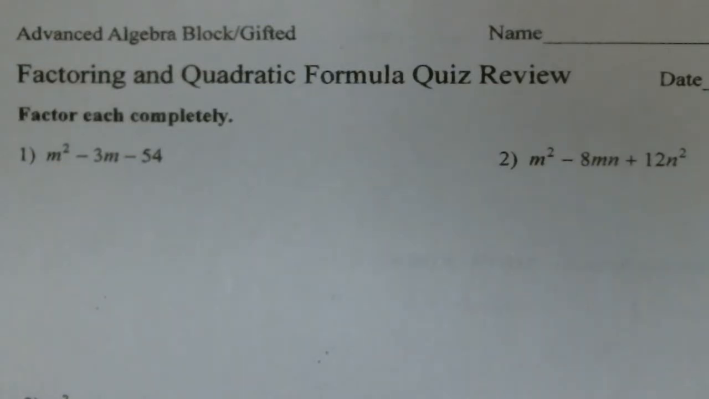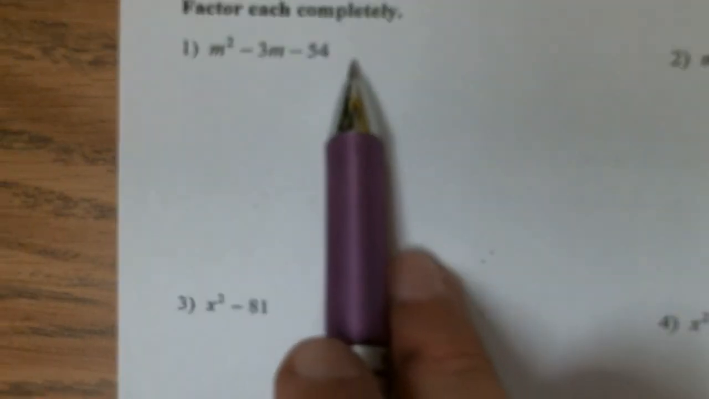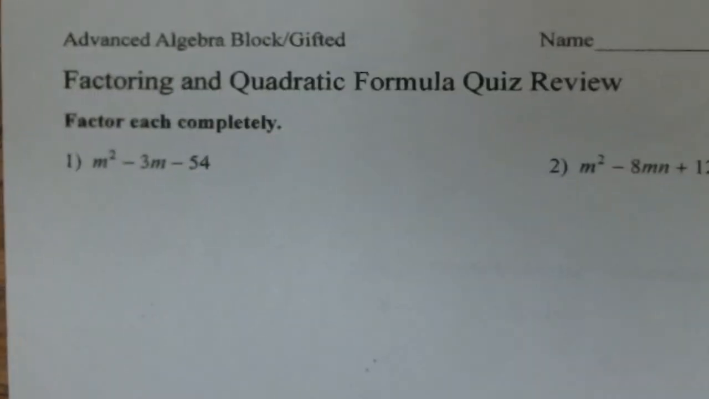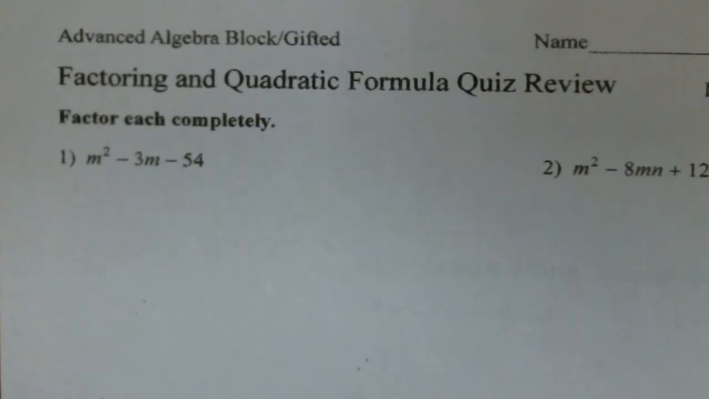Number 1, number 2, number 3, and number 4. What do you notice about all 4 of these problems? There is nothing there. There is no equal sign here. They are simply asking us to factor. We are not solving anything. I'm not trying to figure out what goes in for m, okay? I'm just trying to simplify the expression, all right?